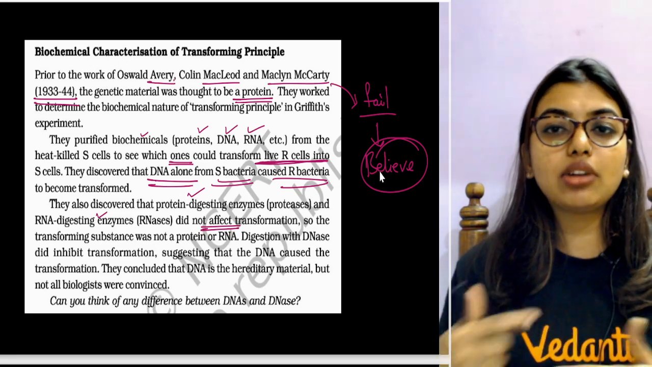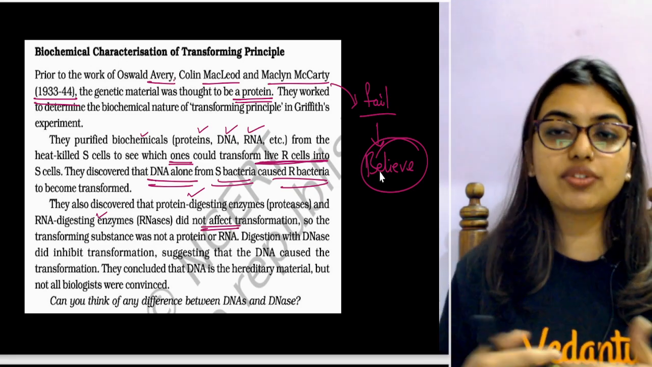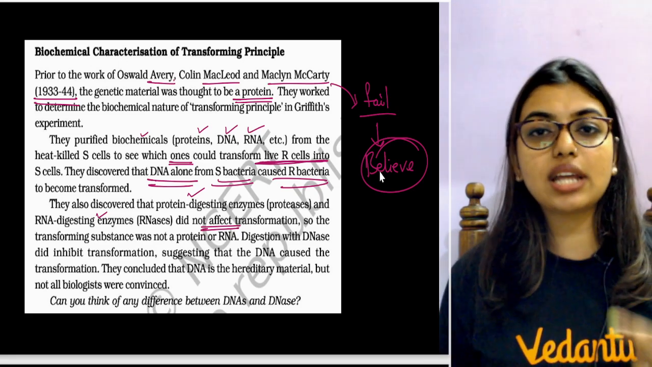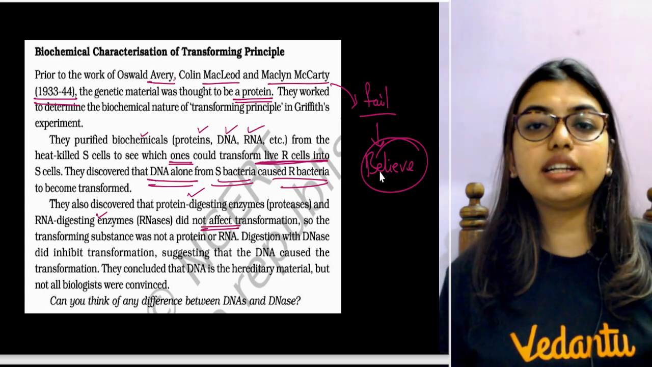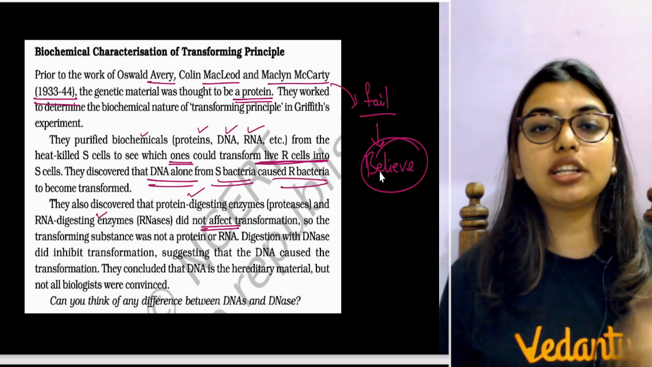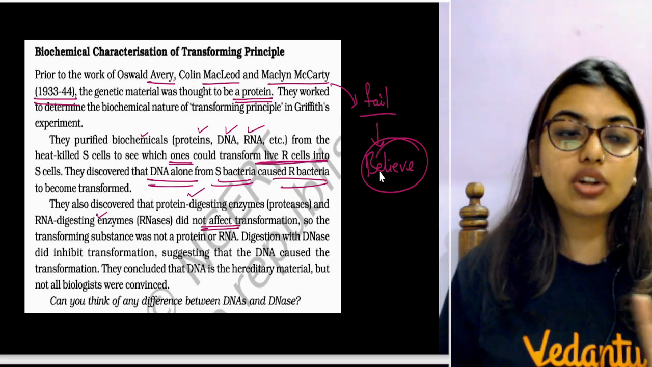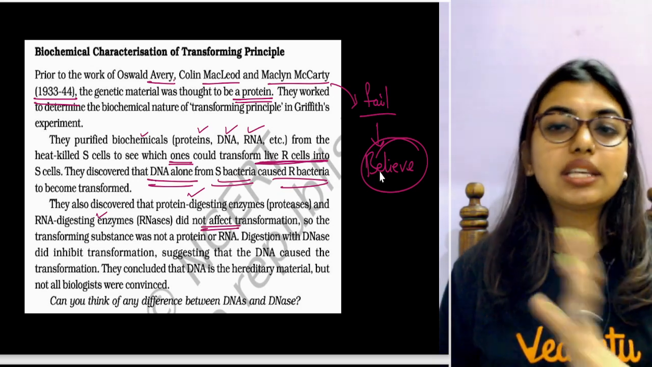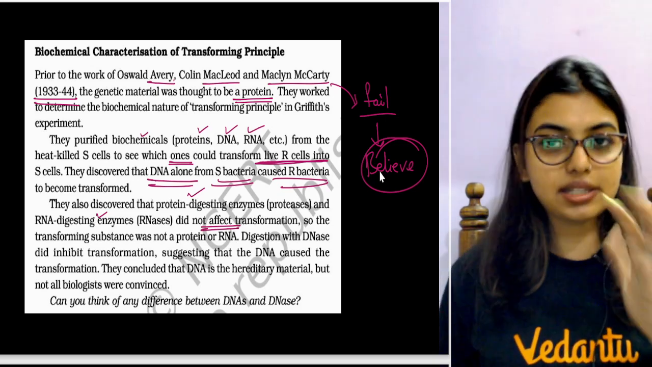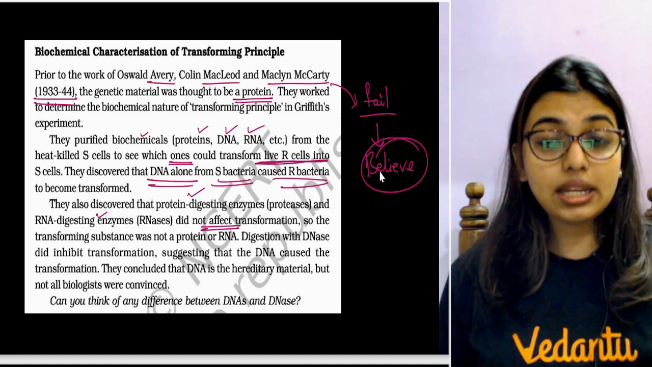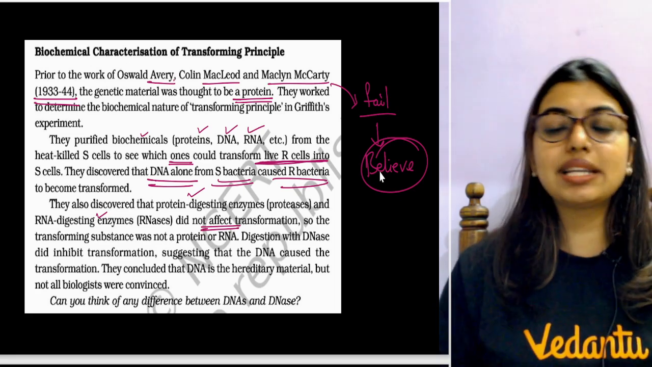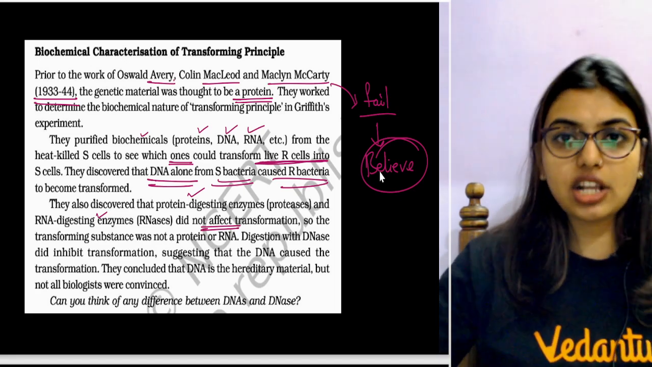Then Avery, McLeod and McCarty checked the biochemical nature of this transforming principle, where they took proteases, RNases and DNases and degraded them. They noticed that DNA is the genetic material, because with protease and RNase they did not see any kind of transformation. The mice still ended up dying because DNA was still present. Okay, DNA is still present. And with DNase, they noticed that the mice lived, proving that DNA is the transforming principle.